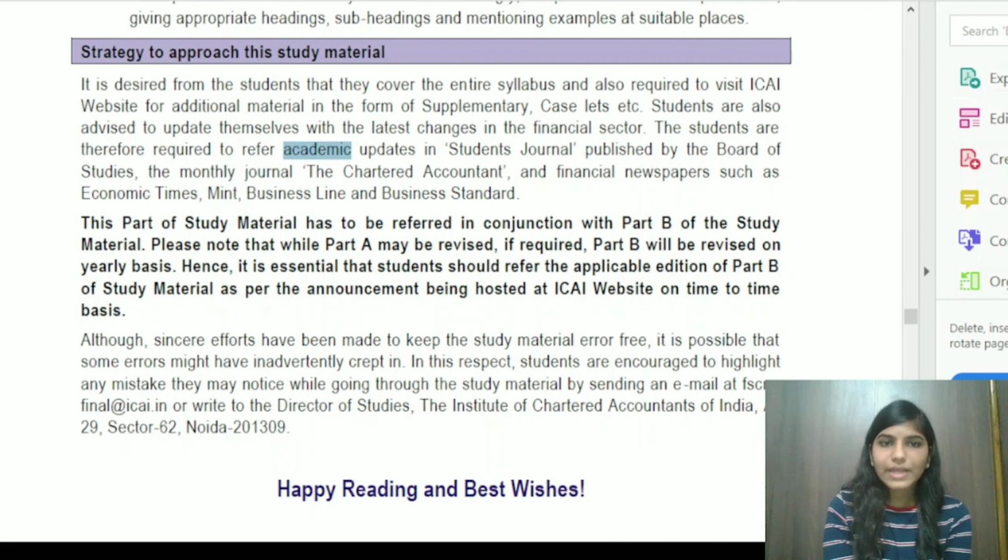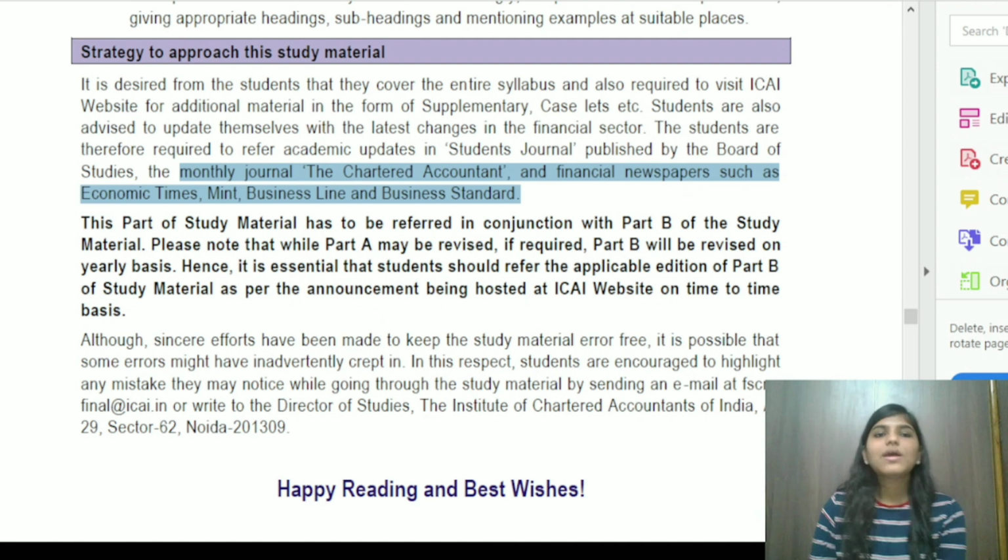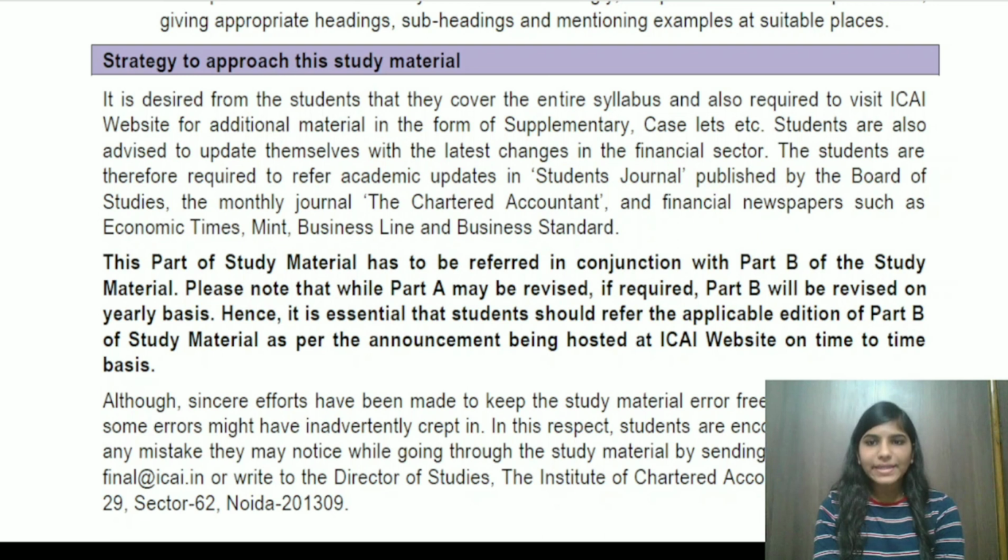required to refer the academic updates in the student's journal, the monthly journal, the chartered accountant, and the financial papers such as Economic Times, Mint, Business Line, and Business Standard. Since ICAI has given it, we should be aware of it and thoroughly understand the same. So you should be compiling these details from the student's journal and members journal. Let me show what details exactly are required for the exam.